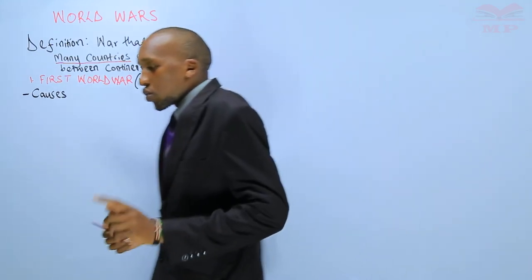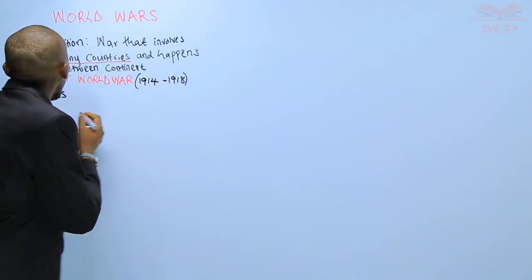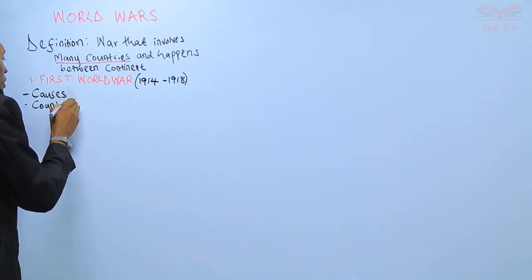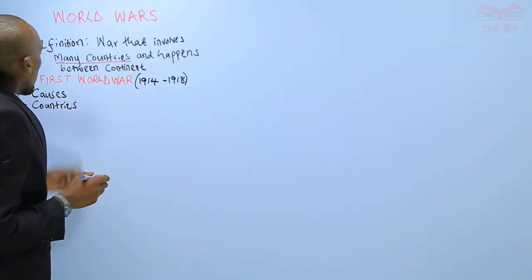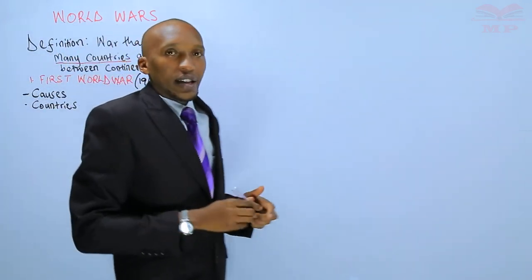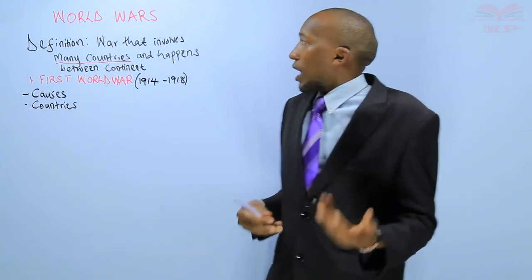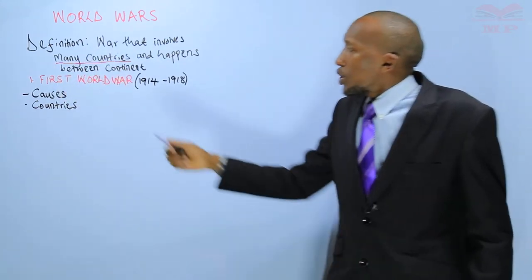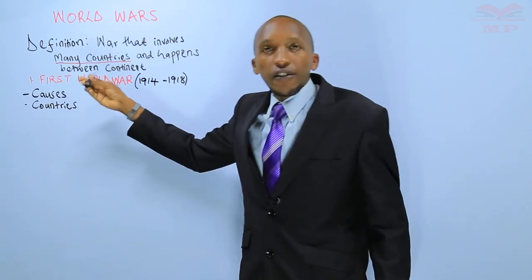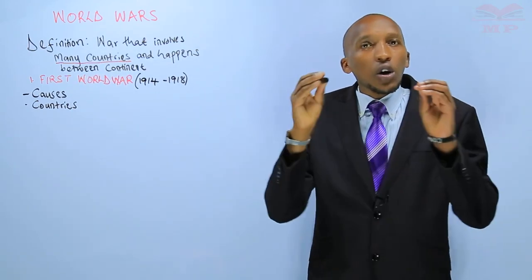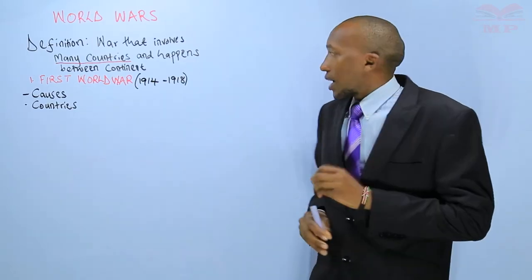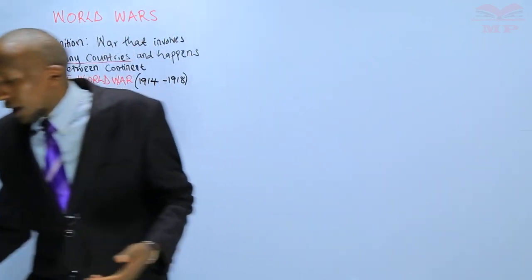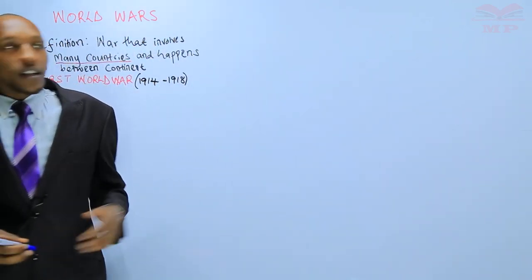And then, number two, we shall be looking at the countries that were involved in this war. We have said a world war has to be between many countries. So, which are these countries that were involved in the First World War? That is a question that we are going to answer in this unit.